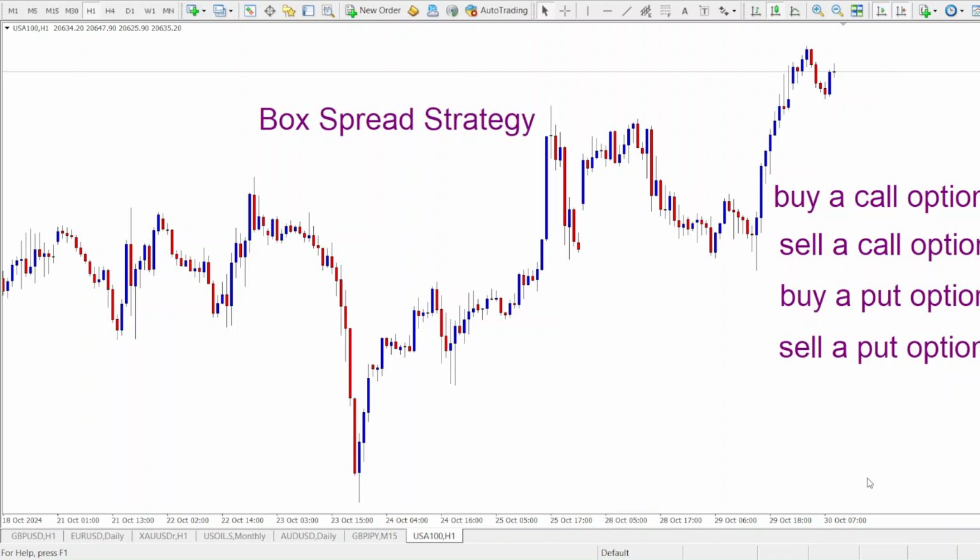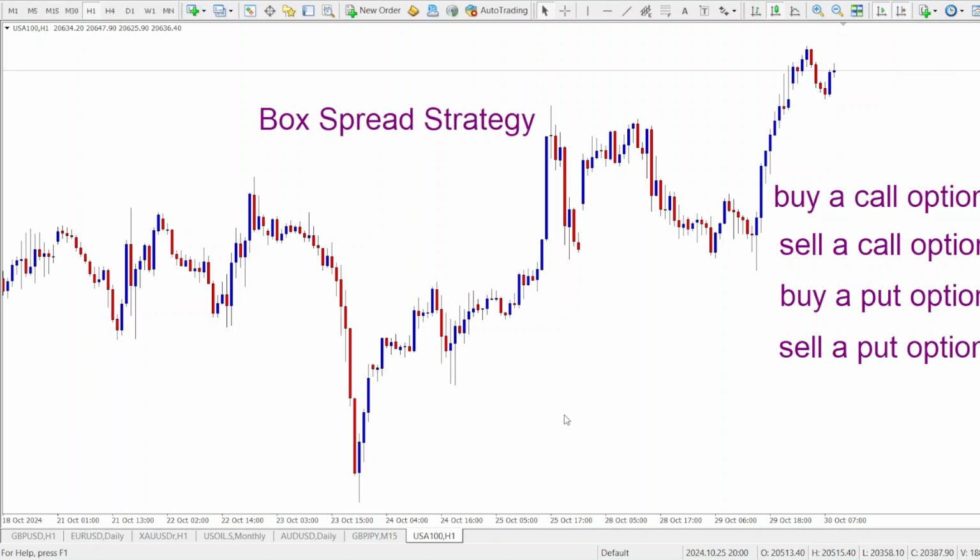One common mistake is failing to account for transaction costs. Since this strategy involves multiple trades, the commissions can add up quickly. So that's one thing to note. Always ensure that the potential profit outweighs this cost. Another pitfall is not monitoring your position closely enough. Market conditions can change rapidly, and it's crucial to keep an eye on your box spread to react accordingly. These are points to know, very important.